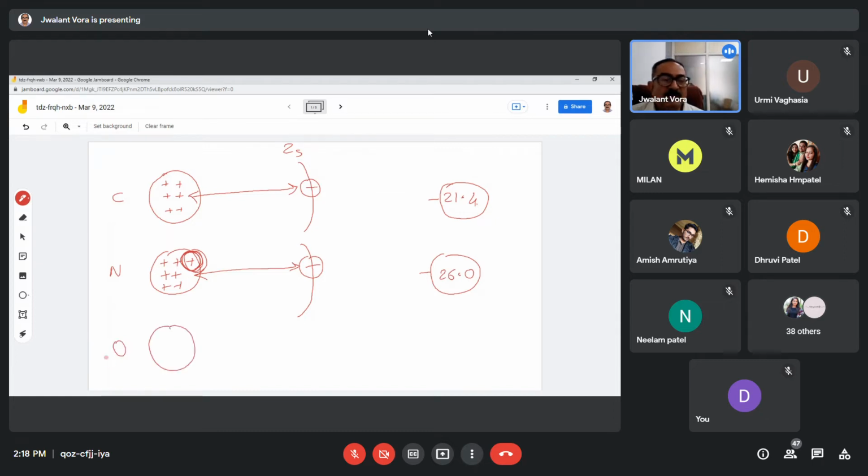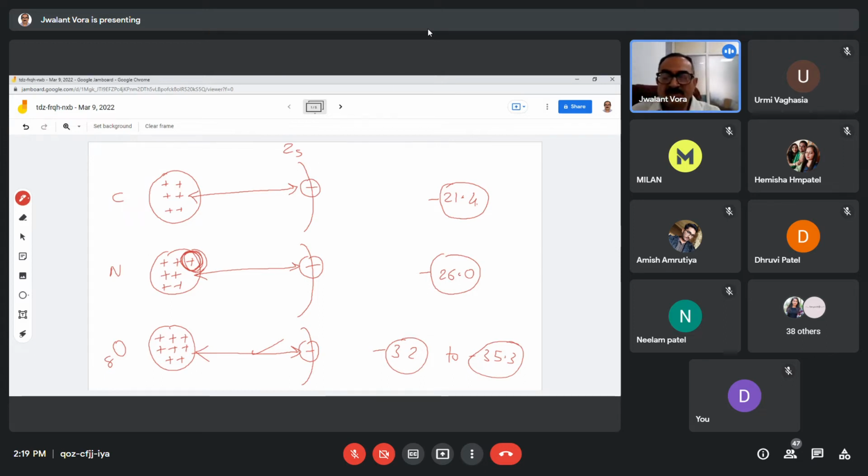Oxygen atom, atomic number 8. So here the total number of protons will be 8. From the 2s orbital, if we want to remove the electron, it is minus 32 to minus 35.3. Forces of attraction have increased. One more proton is there, so forces of attraction will be more, therefore more energy has to be provided for its removal.